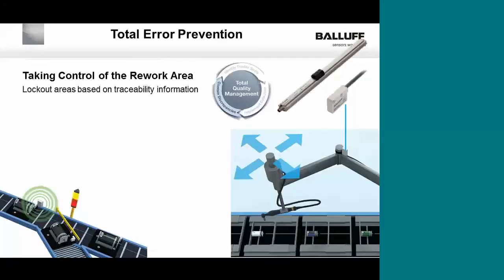Here we're talking about taking control of a rework area. They're speaking about locking out areas based on traceability information. So if we look at this example, we have a part that looks very common here in the bottom right corner, but clearly the color of the one component is white as opposed to black.